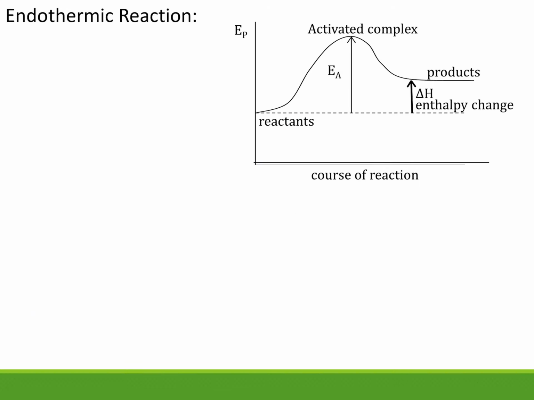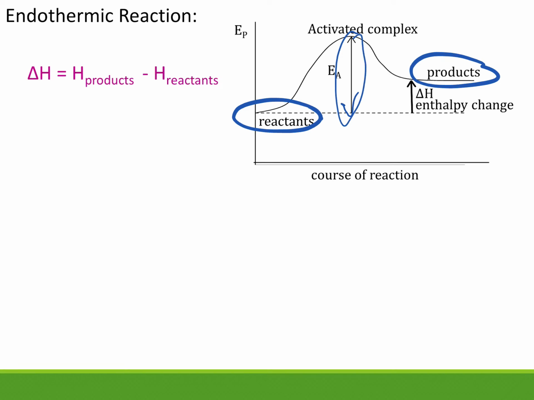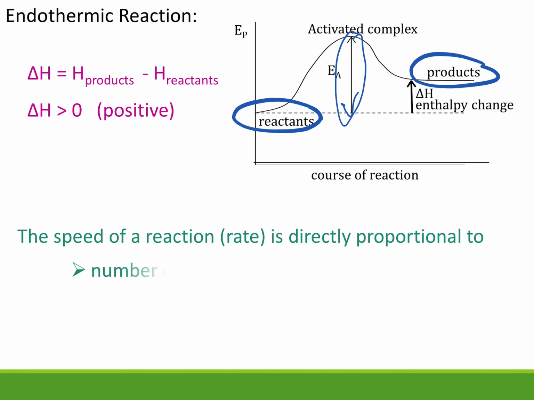For an endothermic reaction, okay, the products end up with more energy than the reactants. The activation energy is still from the reactants to the activated complex. In this case, products minus reactants, high energy minus low energy gives you a positive value. Nice and easy. You've seen this. You did this in grade 11.